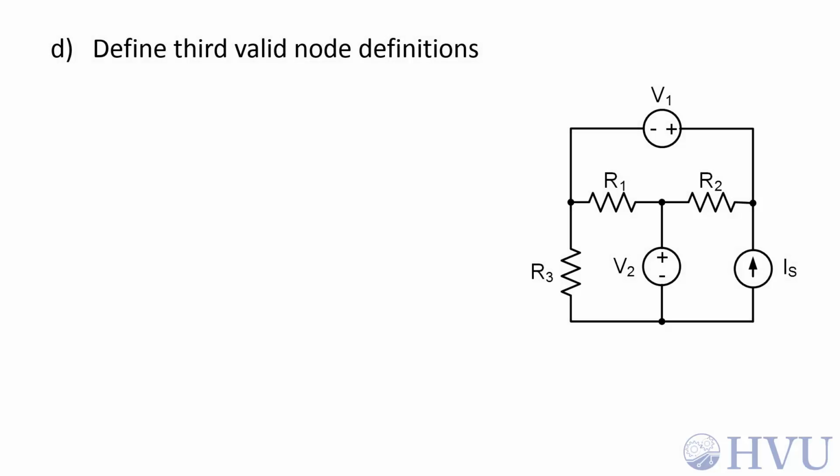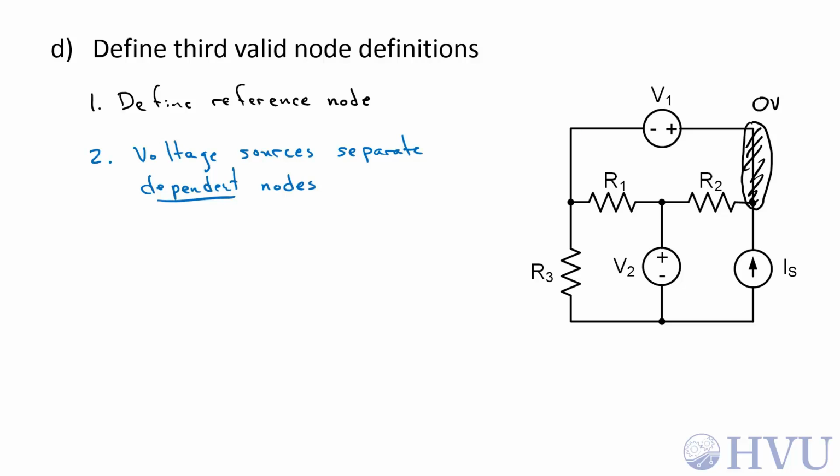Just to keep hammering away at the idea that these node definitions are somewhat arbitrary, let's do the example one more time. My first step is still going to be to define a reference node. That choice is entirely arbitrary. This time around, I think I'll call this my reference node and make that 0 volts. Next, I choose my dependent nodes. So the nodes on either side of V1 are dependent. So this node and this node are dependent.